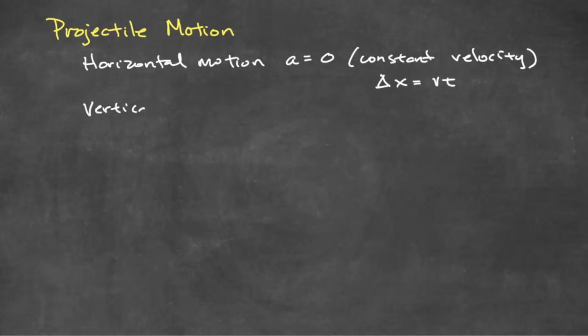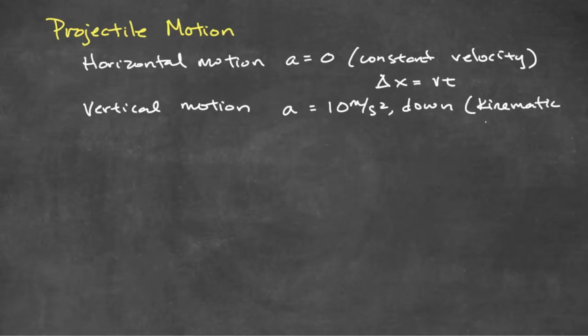And for the vertical motion, the acceleration is 10 meters per second squared down, and this is because gravity force is pulling it down. We'll talk about that later in dynamics. And so for vertical motion, you'll be using one of the kinematic equations to solve for the vertical motion.